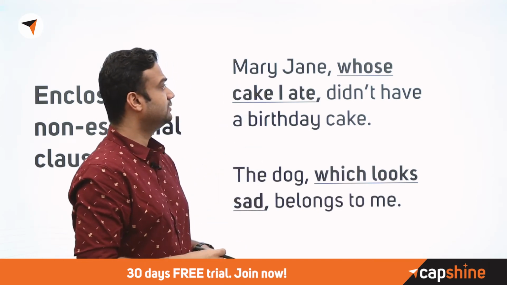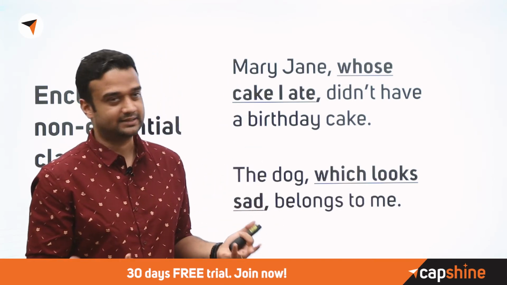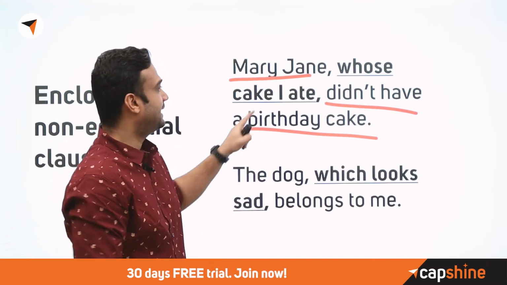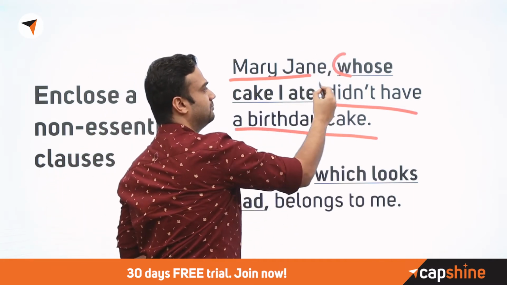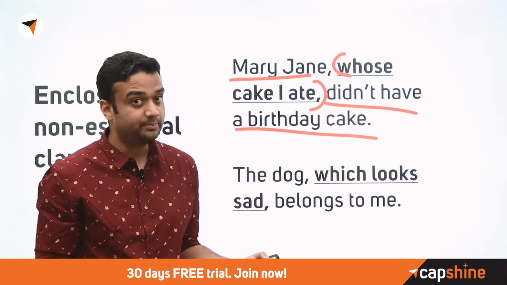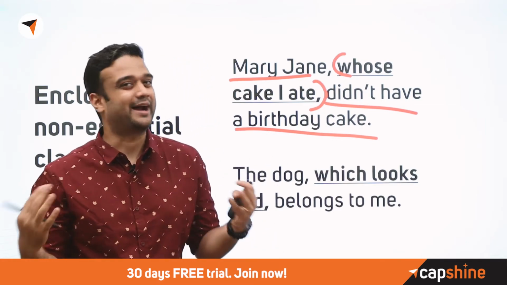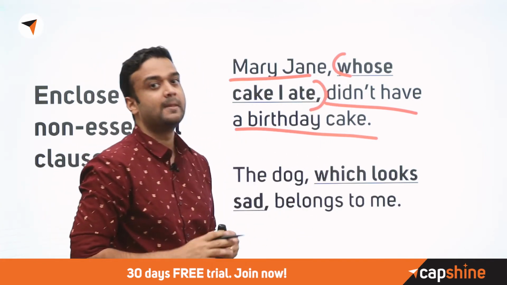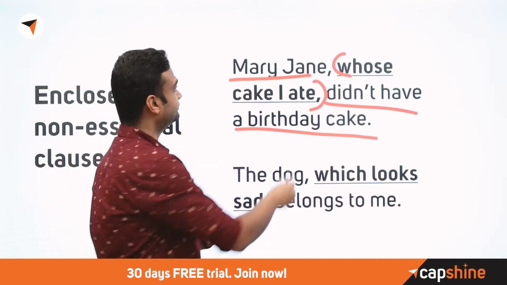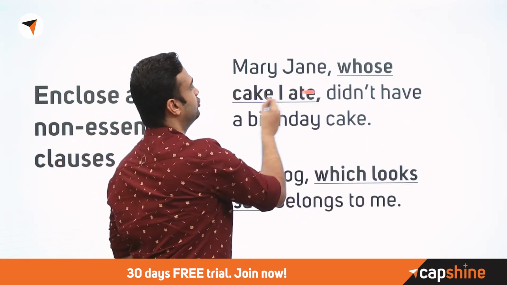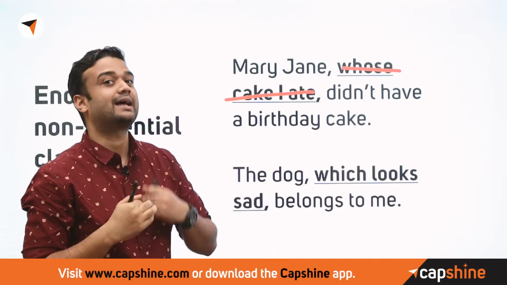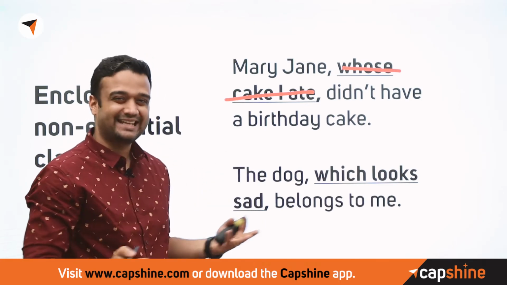Mary Jane, whose cake I ate, didn't have a birthday cake, right? So the main idea is that Mary Jane didn't have a birthday cake, right? But I also want to give additional information, which is whose cake I ate. So you could in fact put a bracket there, and that serves the purpose. But you don't want to put brackets when you're writing, right? So therefore what you do is that you enclose this clause with commas, and that does the same job. So again, for all practical purposes, you could eliminate this and the sentence would still make sense without losing any meaning. All I'm doing is adding a little bit more information that's nice to have.